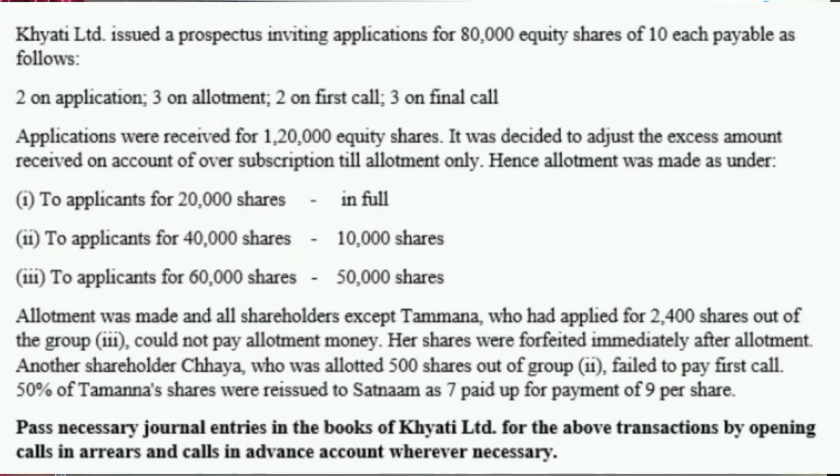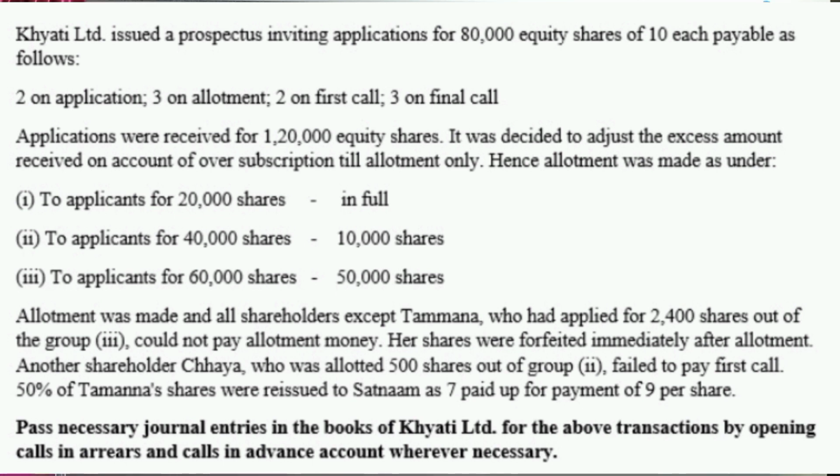I'll just read out the question. Khyati Limited issued a prospectus inviting applications for 80,000 equity shares of rupees 10 each, payable as follows: 2 on application, 2 on allotment, 3 on allotment, 2 on first call, and 3 on final call. Applications were received for 1,20,000 equity shares.